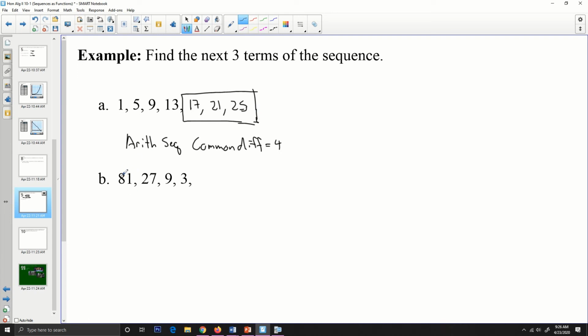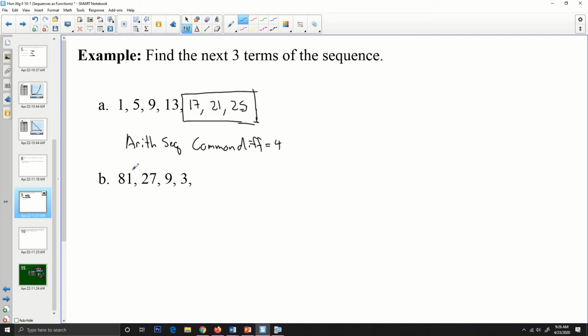Okay. So 81 plus what is 27? Well, it's going to be 60 something or 50 something. And clearly if I subtract 50 from 27, I'm not going to get 9. So clearly it's not arithmetic.